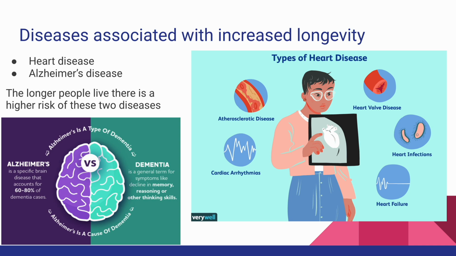What are the types of heart disease? So one of the ones you hear a lot is arrhythmias, cardiac arrhythmias, and that's like irregular heartbeats, for example. You also have heart infections, heart failure, heart valve disease. So oftentimes people might have a heart attack. They might not die from the heart attack.